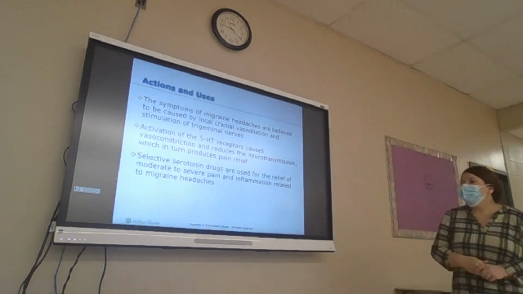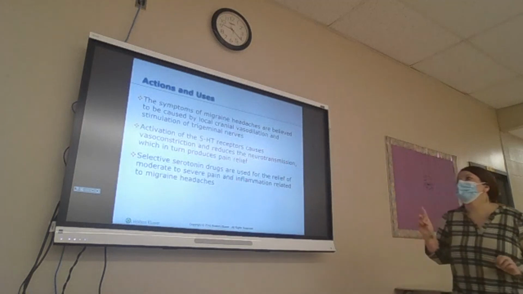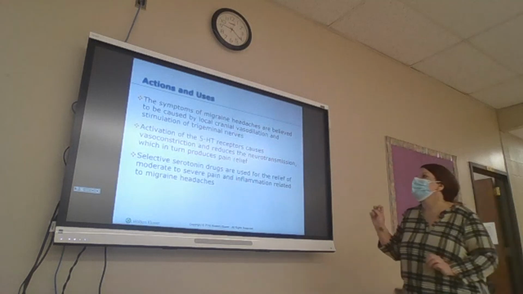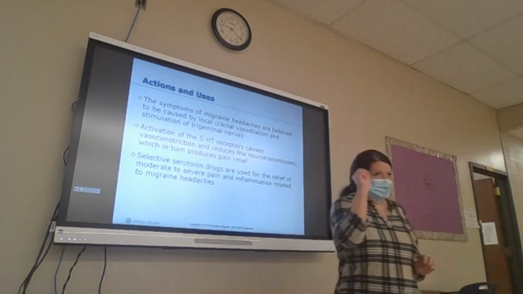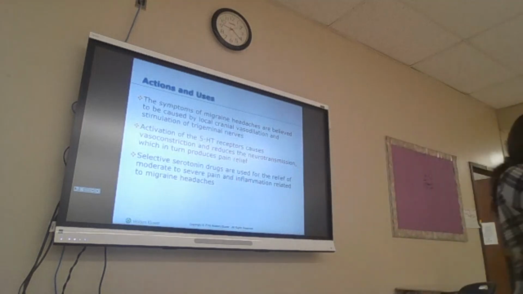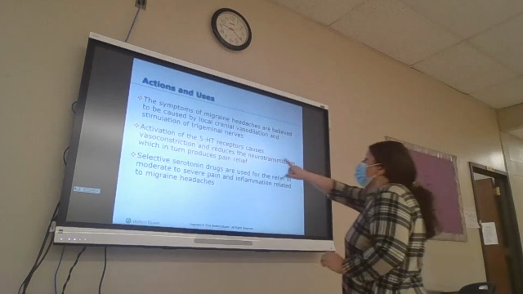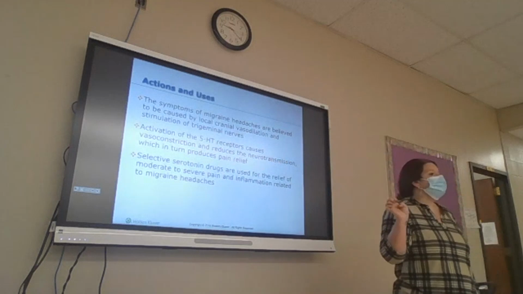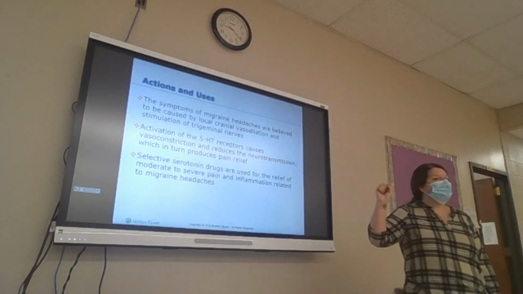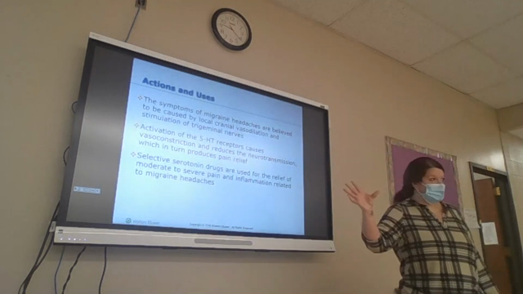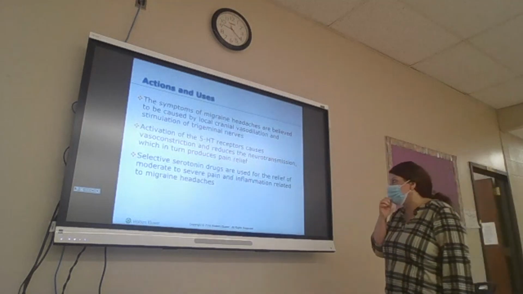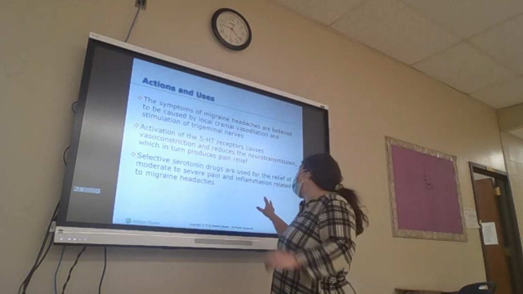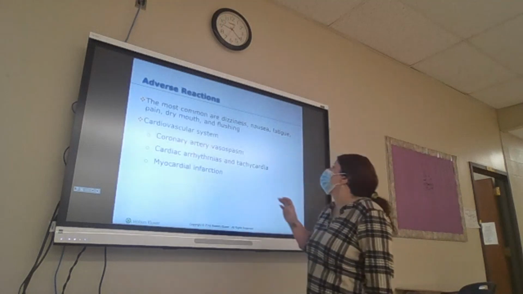So the symptoms of migraines are believed to be caused by local cranial vasodilation and stimulation of the trigeminal nerves. It's a spasm, but then it dilates. You know, like it spasms and then it dilates. So activation of the 5-HT receptors causes vasoconstriction, which decreases the pain. So the mechanism of action is to stop that dilation and constrict the vessel a little bit. They work multiple ways. They're used for relief of moderate to severe pain and inflammation related to the migraine headaches.